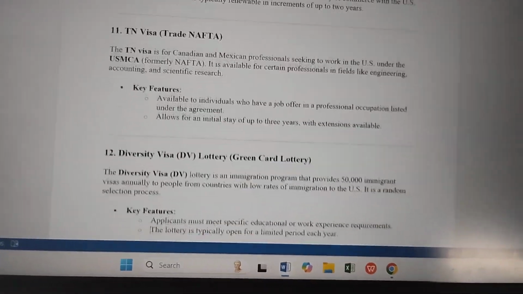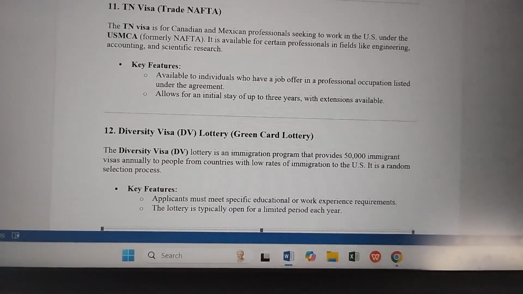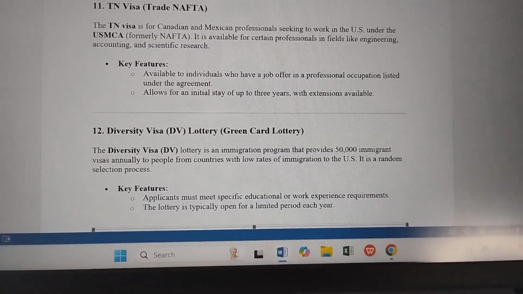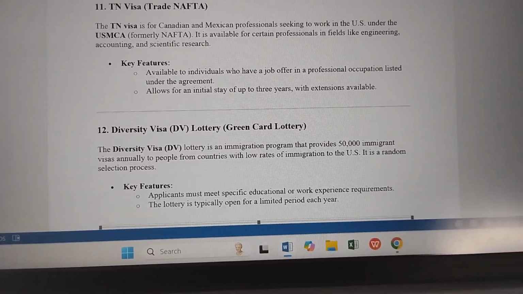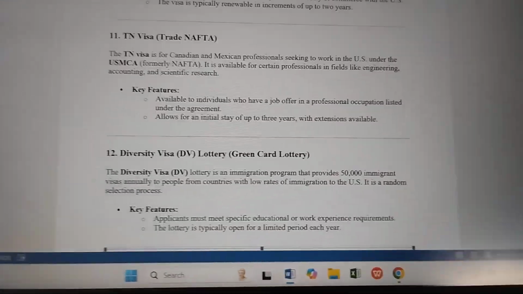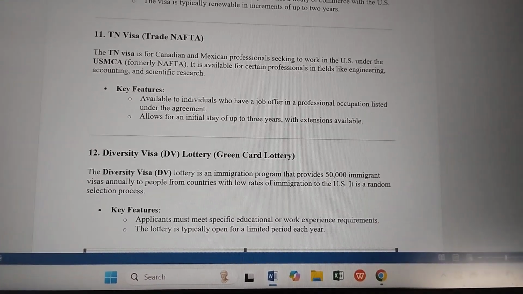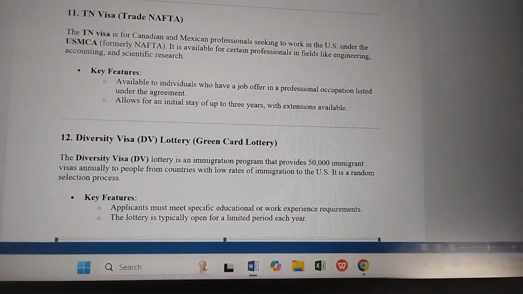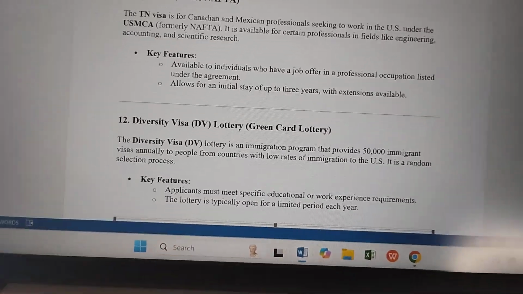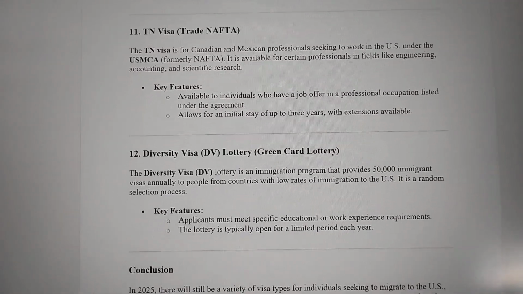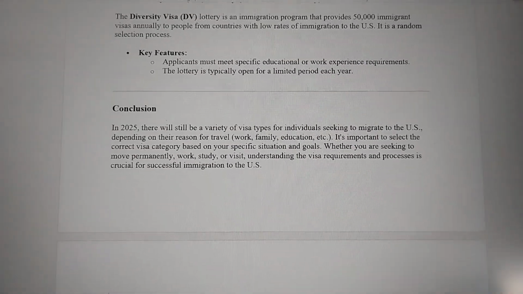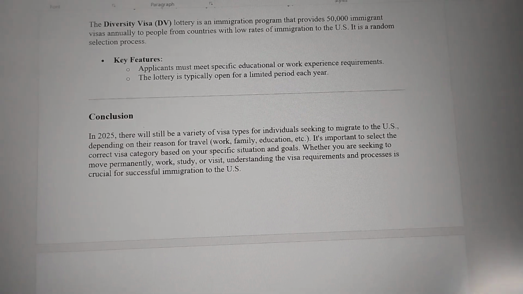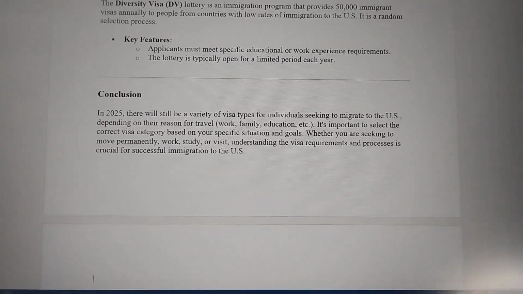Then we have the DV, the diversity visa, DV lottery, or the green card visa. So the diversity visa lottery is an immigration visa program that provides 50,000 immigrant visas annually to people from countries with low rates of immigration to the US. It is a random selection process. The key features: the applicant must meet specific educational or work experience requirements. The lottery is typically open for a limited period each year.